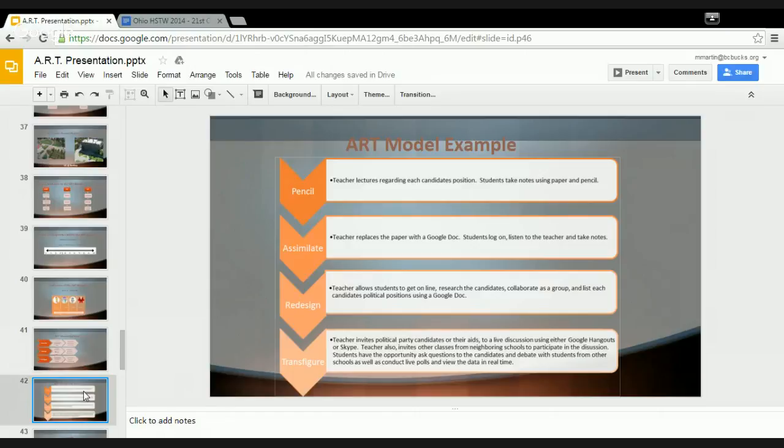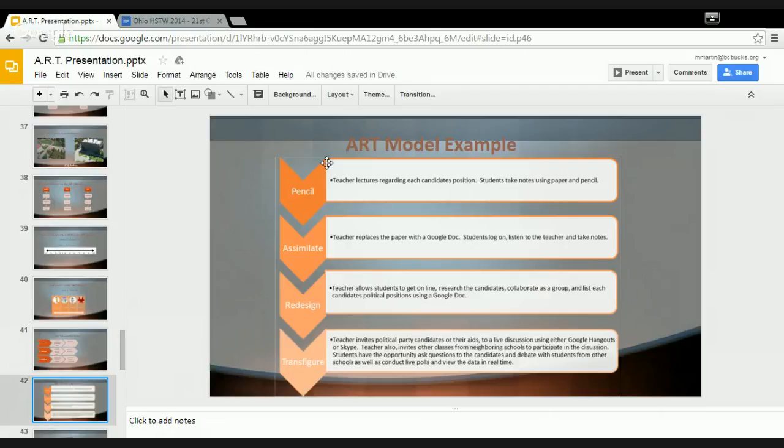But with the pen and pencil phase right here, I taught government, so again, we have an election cycle right now. Typically, government teachers would lecture about each candidate and their political positions. Students would take notes on those, and they would start to understand that the Republicans believe this, and the Democrats believe this. This candidate believes this, and this candidate believes that. They would start to understand that.